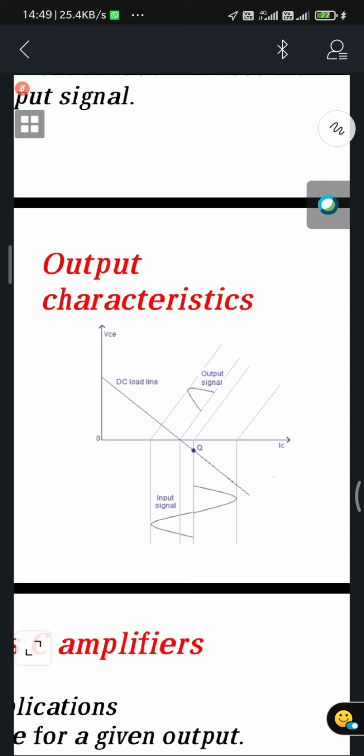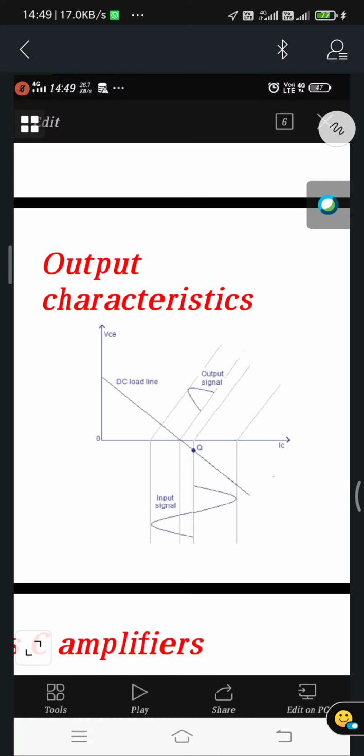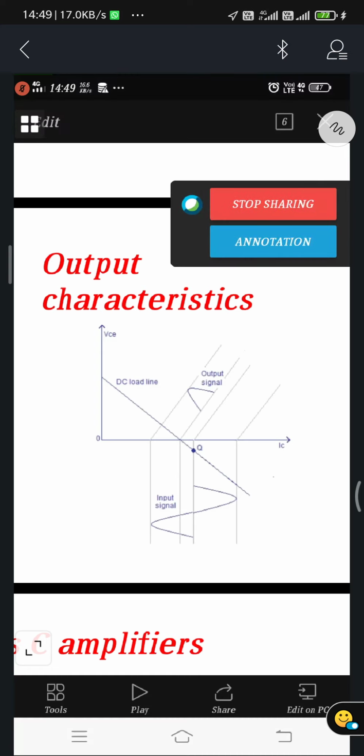Here, on the x-axis it is VCE, and on the y-axis it is IC. This is a mistake on the screen, so make a change of that. Okay. So for that, where is the Q point?